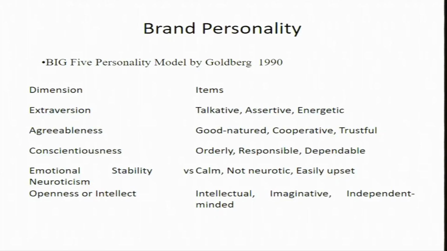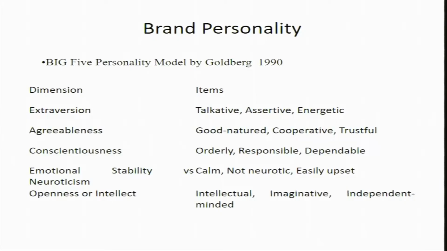And then finally, the fifth dimension, openness or intellect. He is equating openness with intellect, and he defines openness or intellect with the help of three items, and those are intellectual, imaginative and independent minded. So, if you have people around you whom you think are intellectual, who are imaginative, who are creative and who are independent minded, which means they can make their own decisions, they have their own thoughts and they do not rely entirely on what they receive from others. So, these are the 5 dimensions that help us understand what really is a personality.